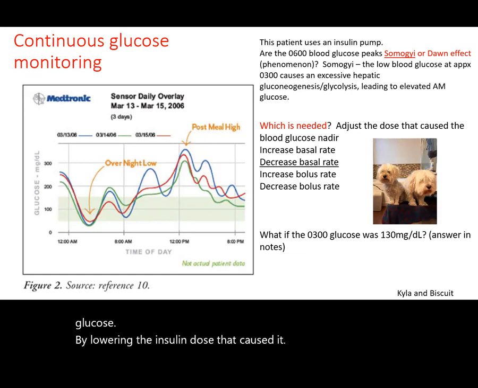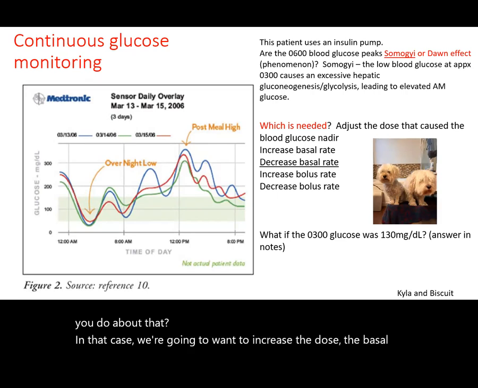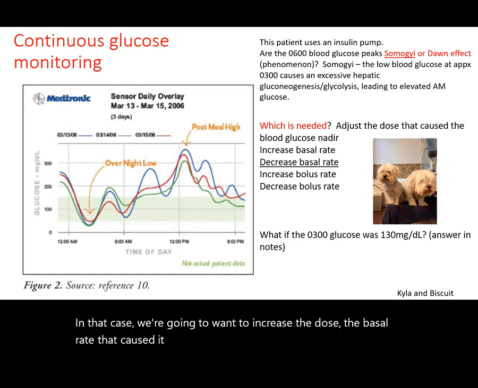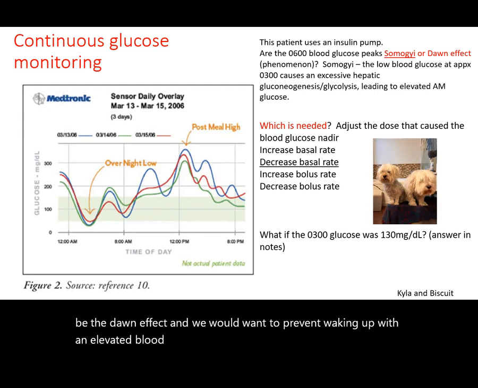If the 0300 glucose was 130 milligrams per deciliter, what would you do about that? In that case, we're going to want to increase the dose, the basal rate that caused it. Because if the 0300 glucose is 130, that would be the dawn effect. And we would want to prevent waking up with an elevated blood glucose by increasing the bedtime dose.